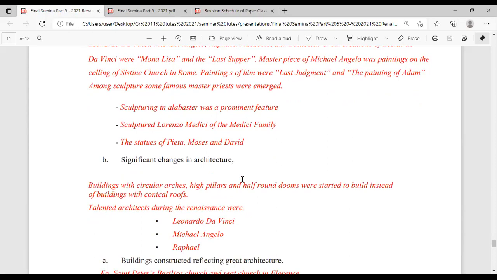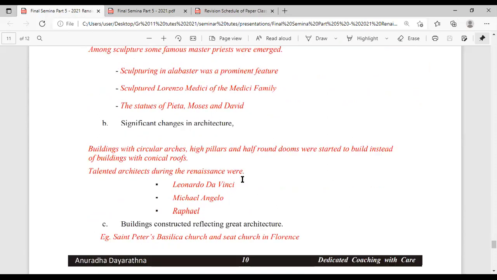Michelangelo and Raphael constructed buildings reflecting great architecture: St. Peter's Basilica and the church in Florence.